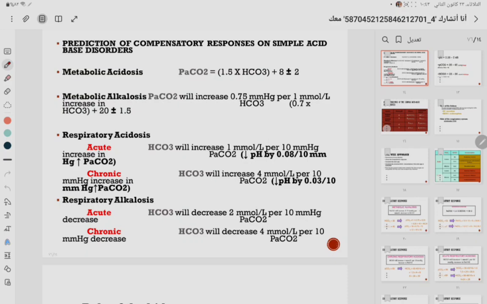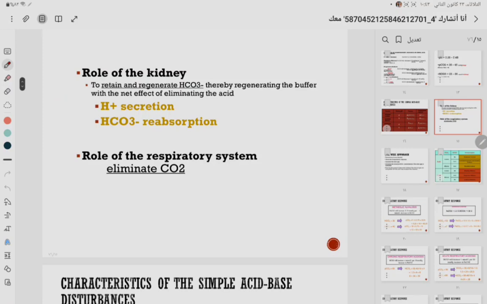In acute respiratory alkalosis, when the CO2 drops, the bicarb will decrease by 2 millimole for each 10 millimeter mercury drop in the CO2. In the chronic phase, each 10 drop in the PCO2 will drop the bicarb by around 4 to 5 milliequivalent. The role of the kidneys is to retain and regenerate bicarb by regenerating the buffer, with the net effect of eliminating the acid plus secretion and bicarb retention or reabsorption. The role of the respiratory system is to eliminate the CO2. Next.